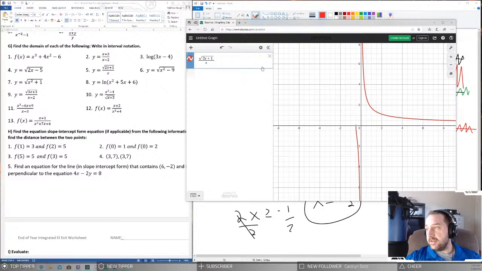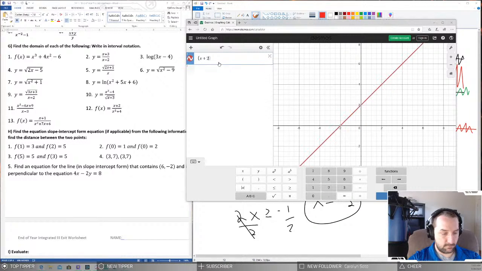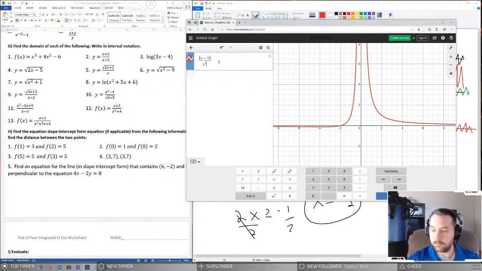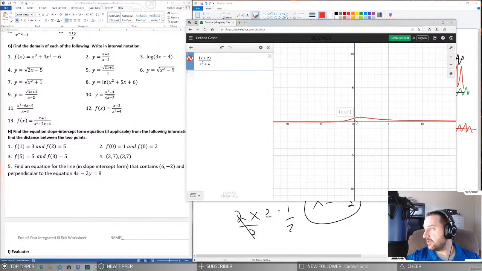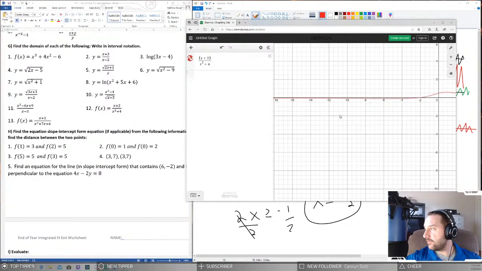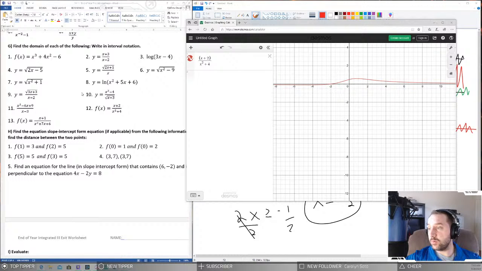So any questions on any of these? And like I said, you can enter them in. Let's look at number 12. If I entered into Desmos x plus 2 over x squared plus 4, even if I zoom out, it doesn't look like there are any asymptotes here. It's just solid all the way through from negative infinity to positive infinity. So my domain for number 12 would be negative infinity to positive infinity.